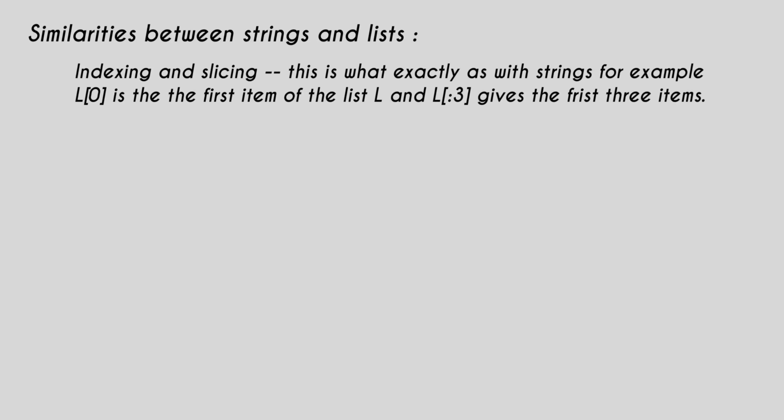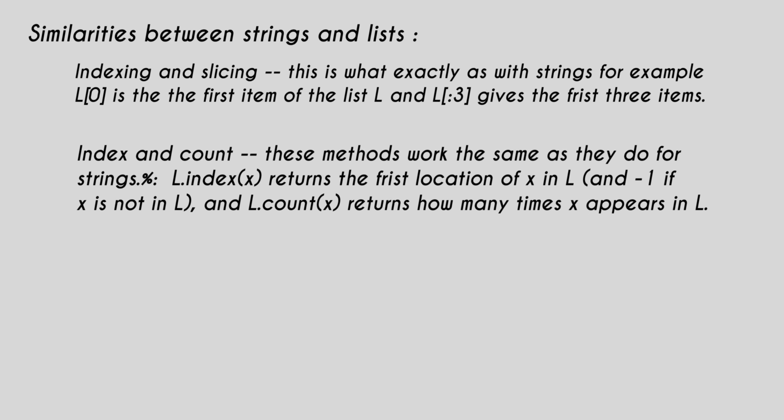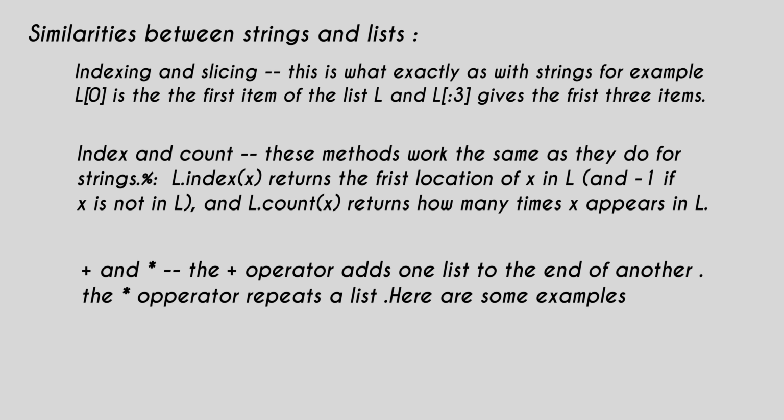Later, indexing and slicing work exactly as with strings. For example, L of 0 is the first item of the list L, and L of :3 gives the first 3 items. Index and count methods work the same as they do for strings. L.index(x) returns the first location of x in L, and -1 if x is not in L. And L.count(x) returns how many times x appears in L.